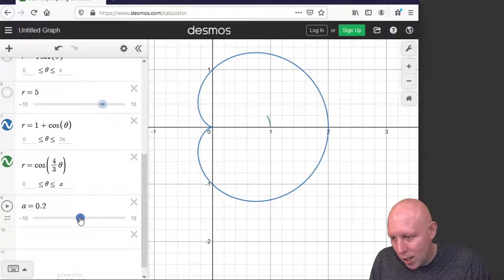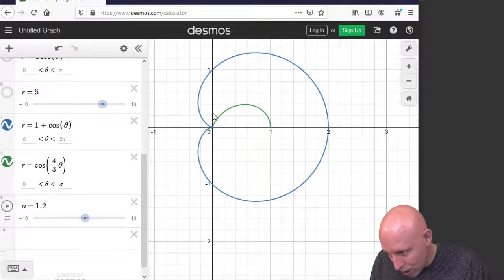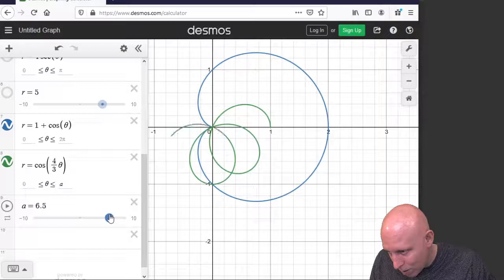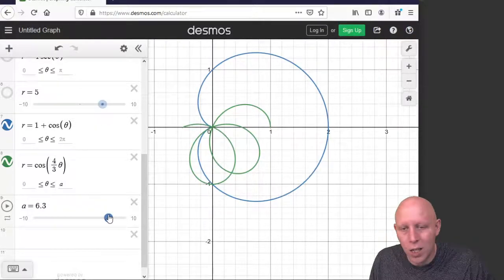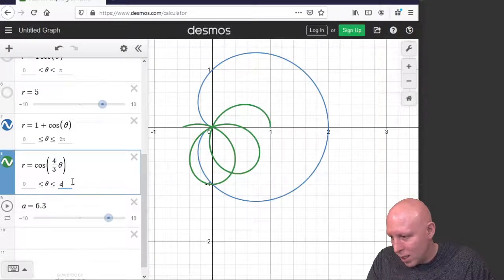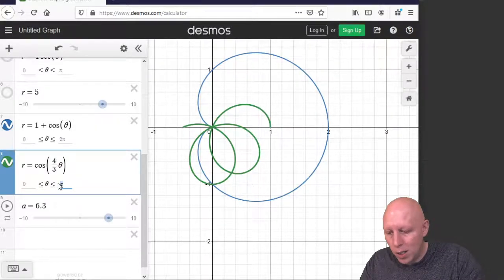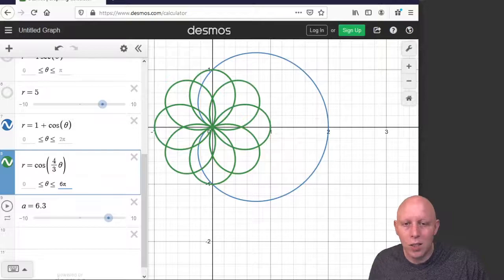Here's theta is 0, going up to theta is equal to pi, or theta is equal to pi over 2, and then this is where we get to when we get to 2 pi. So now instead we need to let this angle go up to 6 pi, and then it does show the whole curve.